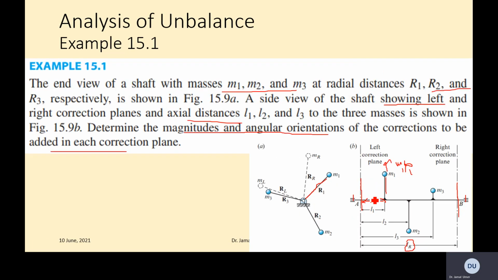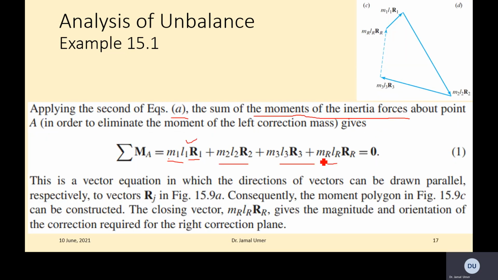Because when you take moment about A, any forces on this plane will have zero moment. The right correction plane force is unknown, so we need to apply some force over here which is unknown, and the length is LR, so we multiply with that. That gives us m r LR basically. So that's the moment.